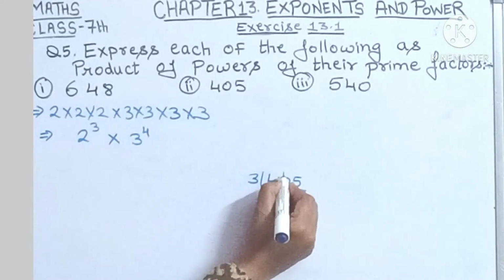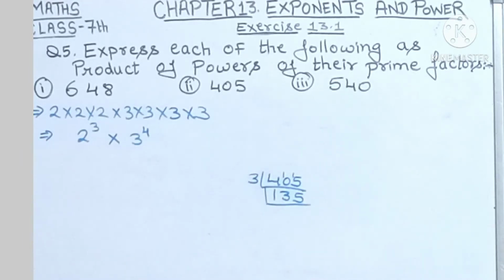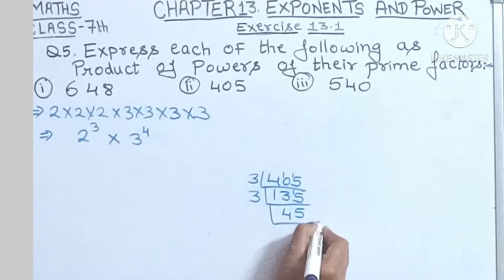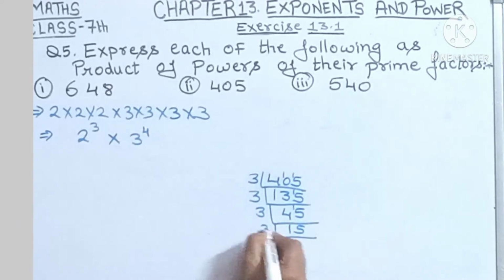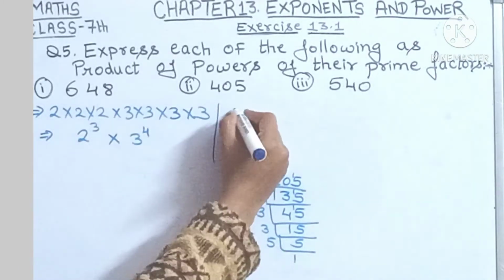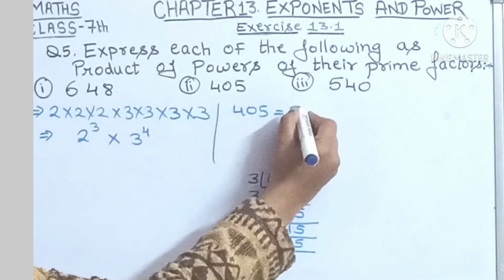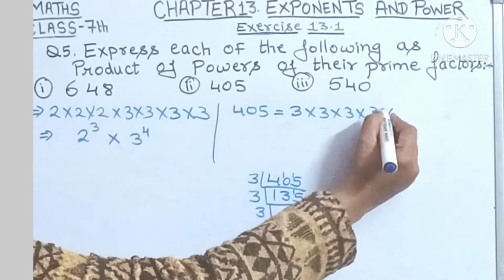3 1s are 3, carry 1, 3 3s are 9, carry 1, 3 5s are 15. Now in the table of 3, 3 2s are 6, 3 3s are 9, 3 4s are 12, carry 1, 3 5s are 15. Again in the table of 3, 3 1s are 3, carry 1, 3 5s are 15. Now again 3, 3 5s are 15 and 5 1s are 5. So for 405 we got 4 times 3, that is 3 into 3 into 3 into 3, and 1 time 5.